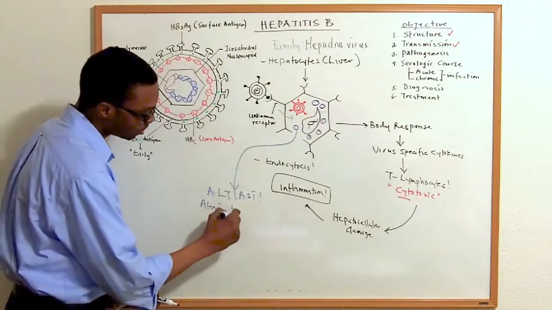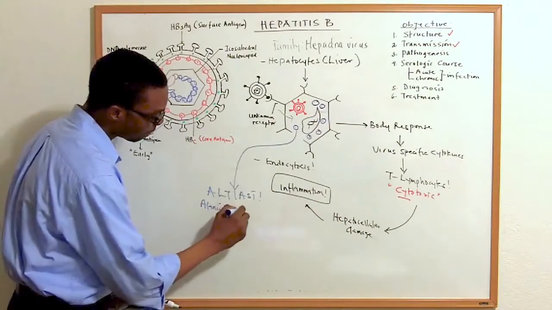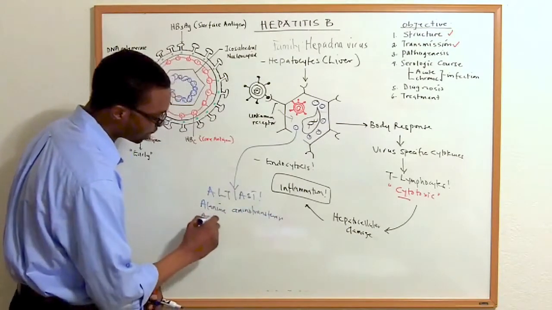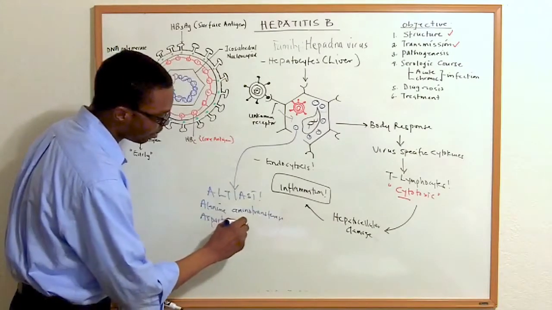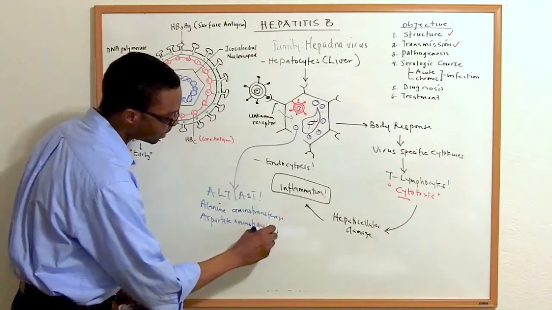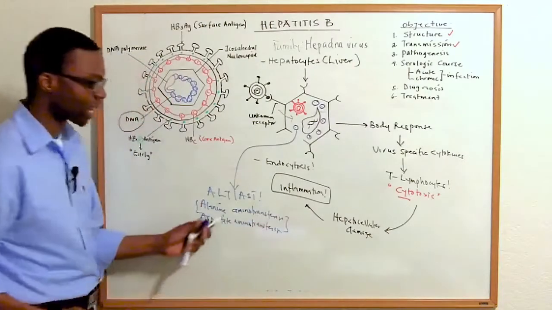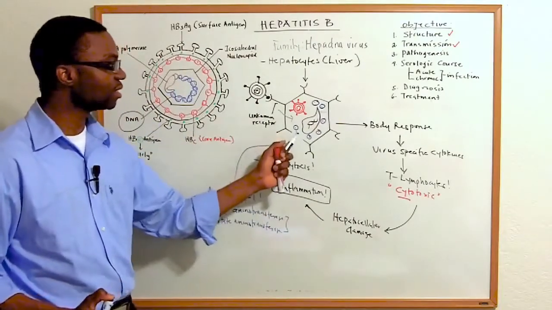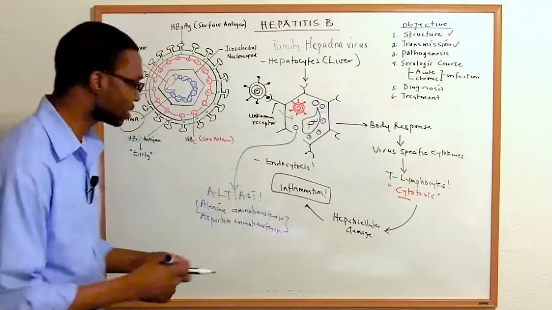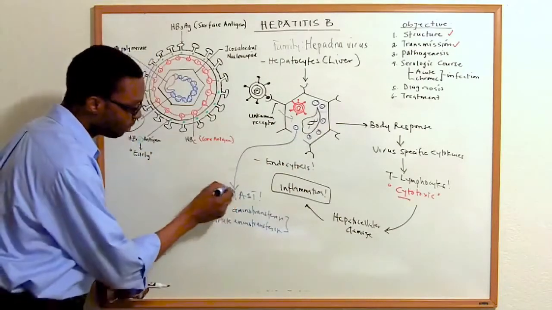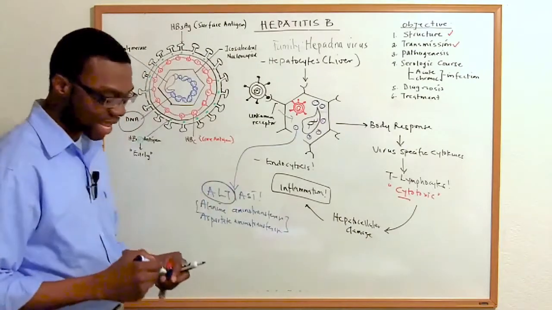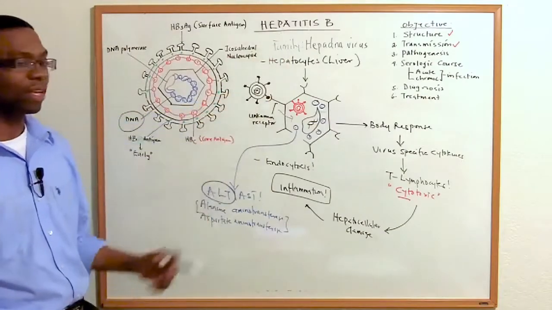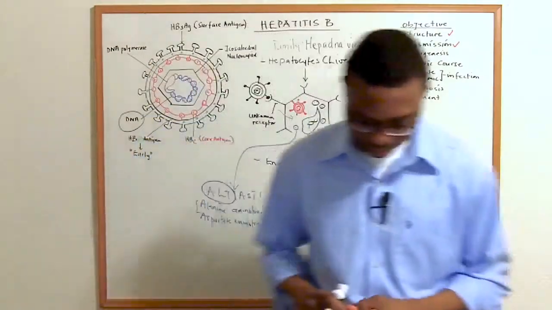Alanine aminotransferase, and aspartate aminotransferase enzymes. And when these are released, this is what we can measure clinically from the patient's serum, because the hepatocytes have been destroyed and they're released. But the most specific to the liver that's going to be higher is going to be the ALT. ALT is going to be very, very high when you have an acute hepatitis B infection.